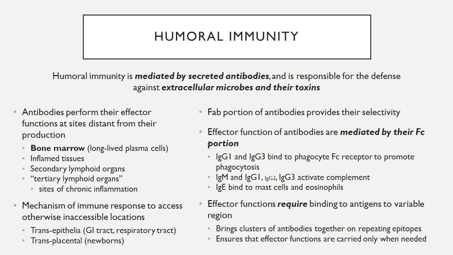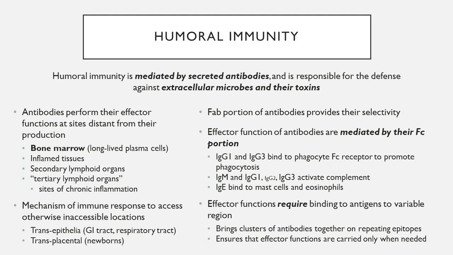One cool thing that differentiates humoral immunity and antibodies from T lymphocytes is that their mechanisms can access locations that are otherwise inaccessible to other parts of the adaptive immune system. Things like transepithelial locations like the GI tract, the respiratory tract, and transplacental, right? So we already learned that IgG antibodies can attach to the Fc neonatal receptor and get into newborns in ways that T lymphocytes or other cells aren't able to.